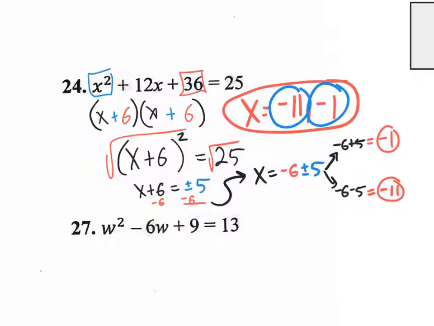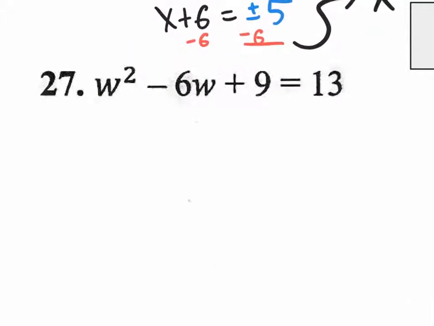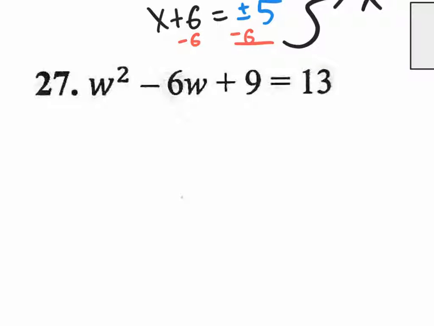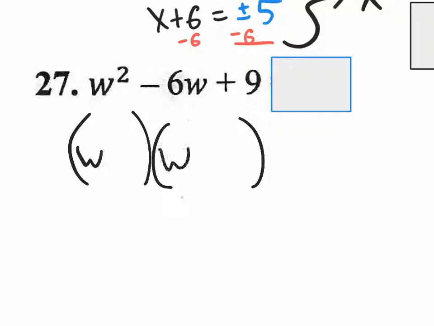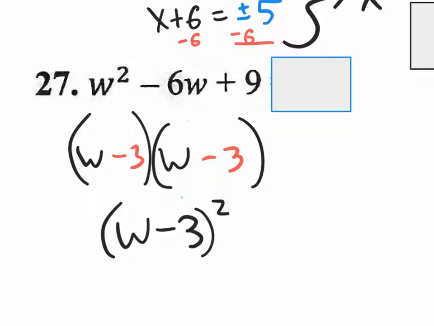Okay, now not all of them are going to work out beautifully like that. Like, let's take a look at 27 here. What should I do there? Minus 13. I mean, if you ignore the right side for a little while, what could you do with the left side? W, yeah, you could do the W's. And what times what is positive 9 that if you add together is negative 6? Negative 3 and a negative 3, correct? Yes. So you could rewrite this as W minus 3 squared.